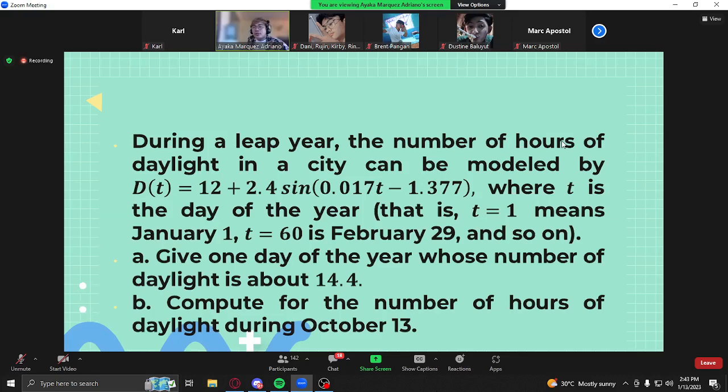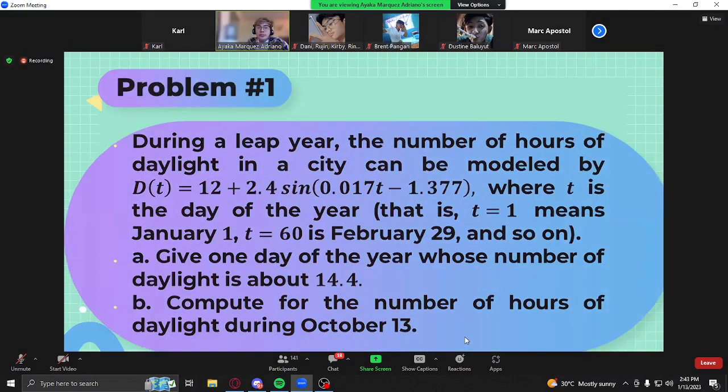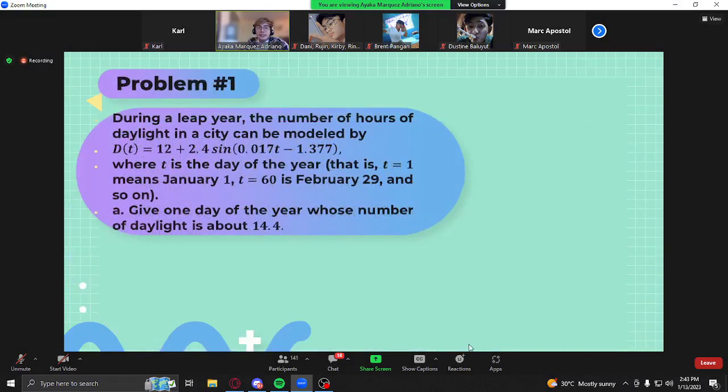So during the month of November, December, January, February, usually dun longest yung night natin, pero shortest yung ating daylight, no? Pag naman bandang March, April, and May, dun naman longest yung ating daylight. So alam nyo ba na nako-compute siya gamit itong model natin? So let's deal with this problem.